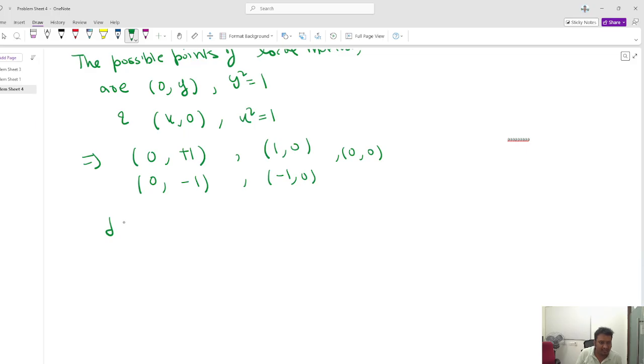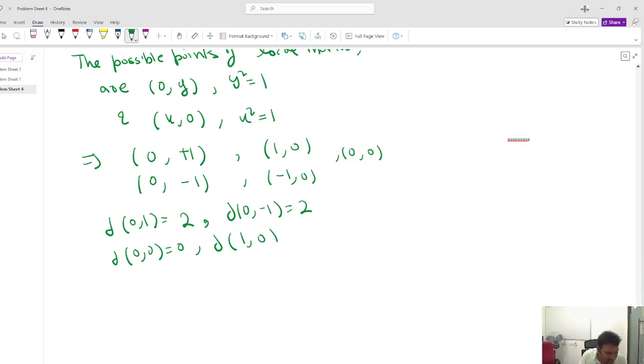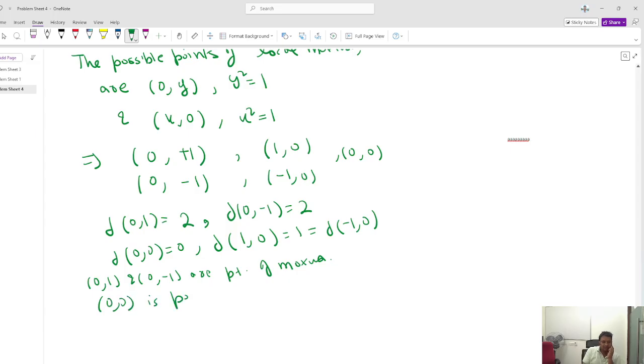So yeah. So what is f of (0, 1)? You can calculate it. I forgot the function. I think it is 2. f of (0, minus 1) is again 2. f of (0, 0) is 0. f of (1, 0) is 1, which is the same as f of (minus 1, 0) for your given function. And so you see (0, 1) and (0, minus 1) are points of global maxima. And what is the minimum? (0, 0) is the point of global minima.